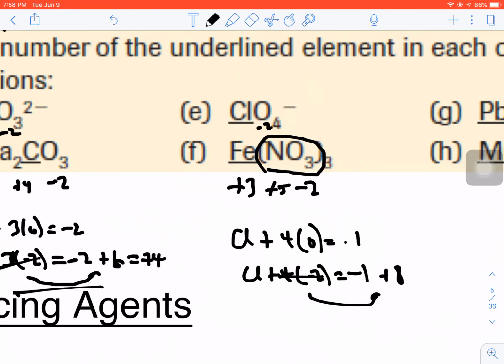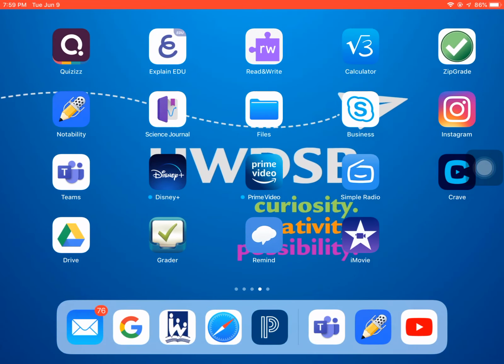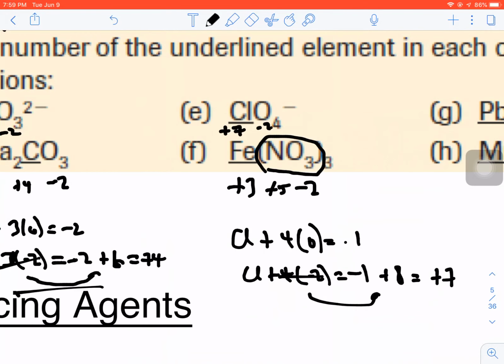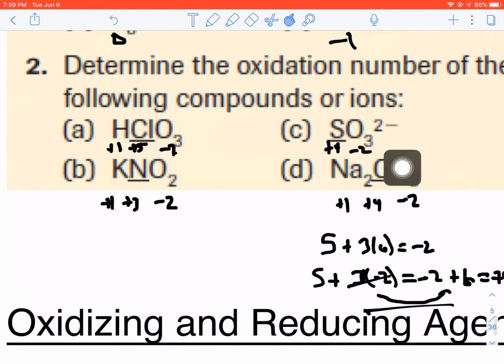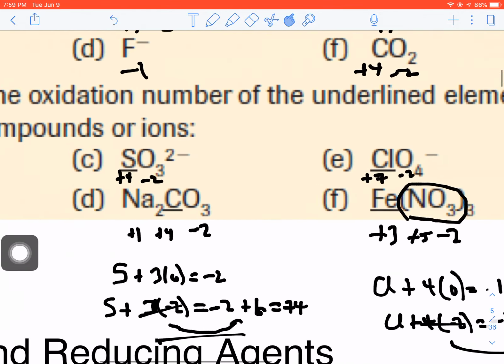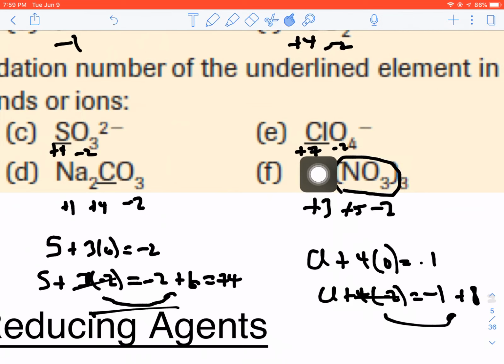So my chlorine now is equal to negative 1 plus 8, or 8 minus 1, which means plus 7. So the chlorine here is plus 7. Okay, so now note that the chlorine over here was plus 5, and the chlorine here is plus 7. So remember, different elements aren't always the same. Oxygen's always minus 2, hydrogen's always plus 1, but other ones don't always have to be the same.